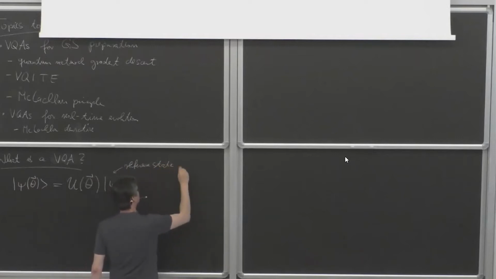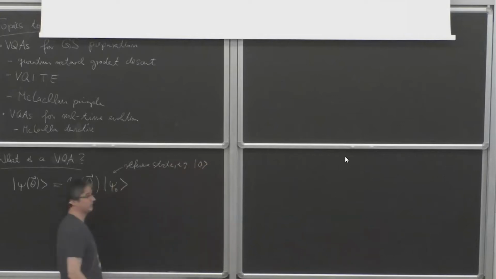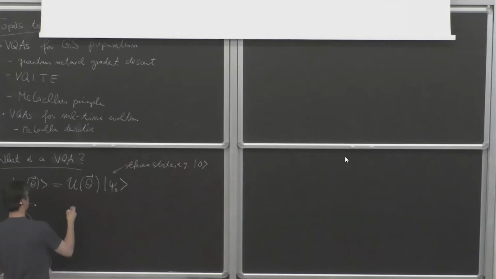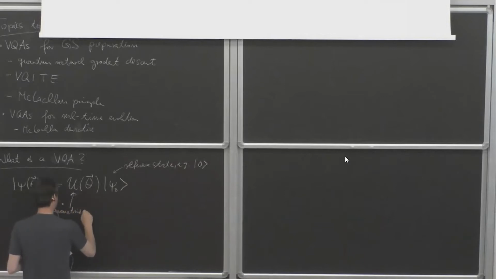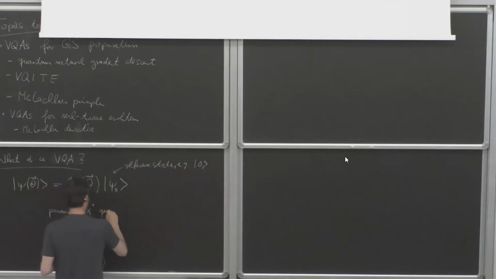It's just a fixed reference state that you apply. So you have to pick a reference state, and you have to pick a parameterized quantum circuit, and we're going to discuss a bit how you can pick that. There are many different ways.